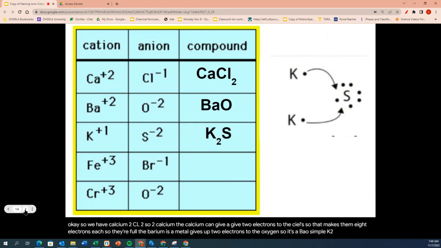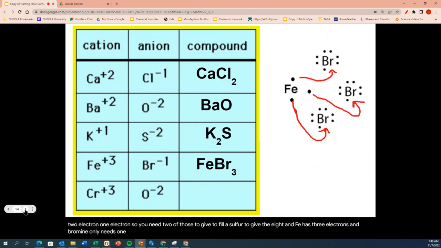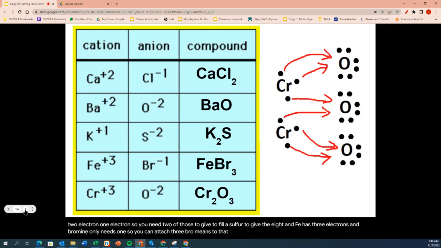K2, potassium has 1 electron, so you need 2 of those to fill a sulfur to give the 8. And Fe has 3 electrons, and bromine only needs 1. So you can attach 3 bromines to that. And then chromium, you can add 3 oxygens to.